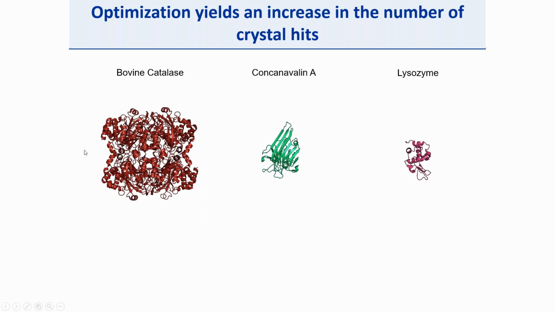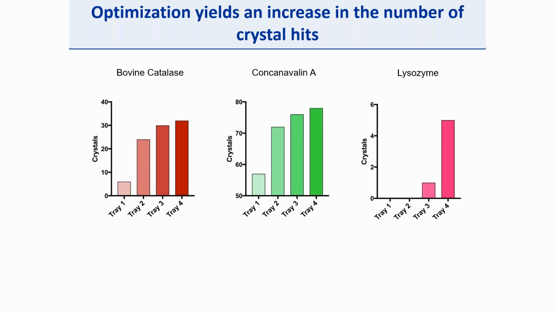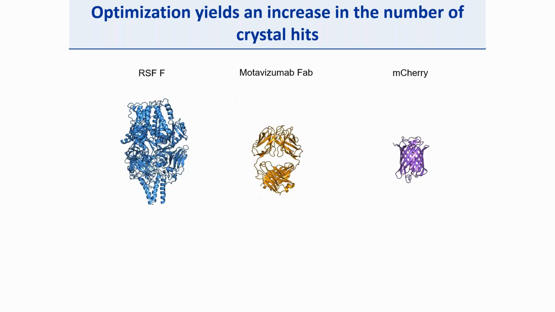So our results for our 3 different proteins, catalase, Con-A, and lysozyme: as we move from left to right, from tray 1 through the iteration process to tray 4, within all 3 of these proteins, we saw an increasing number of successful crystallization conditions identified within our screen. It's worth noting that the y-axis is very different for each of these proteins, suggesting that some of them were easier to crystallize than others, but the general trend held true: by using this ISO algorithm and iteratively optimizing our screens, we were able to identify increasing crystal hits for each protein.